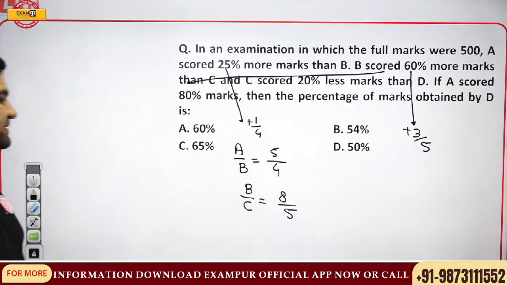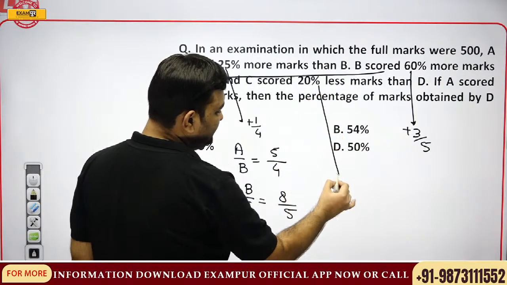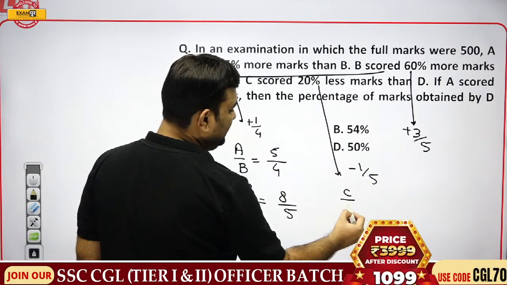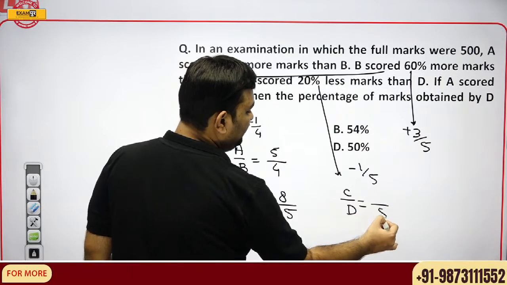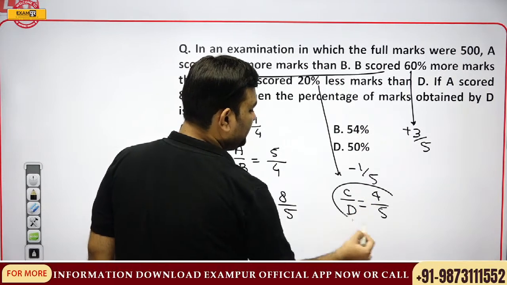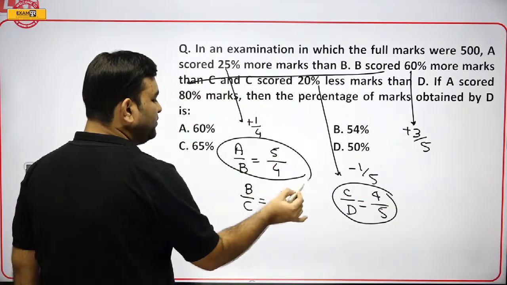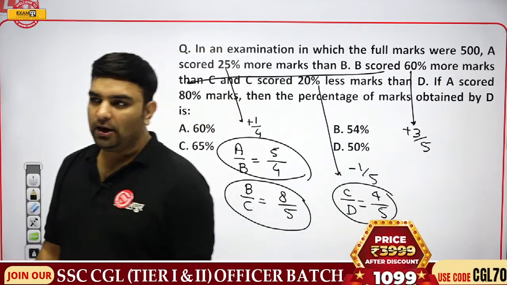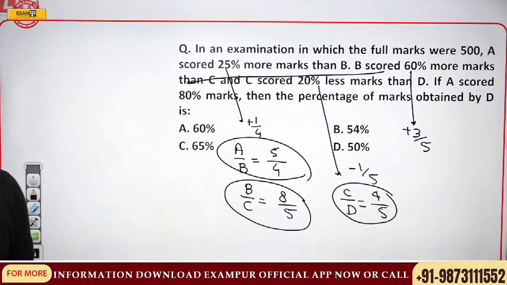C scores 20% less than D. 20% less means 1 less over 5. So C over D is 4 by 5. Now look, guys, how I'm going to process this information.